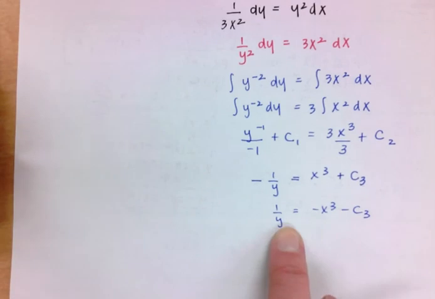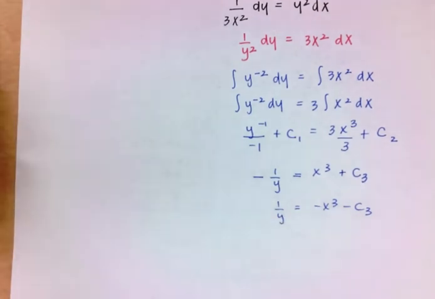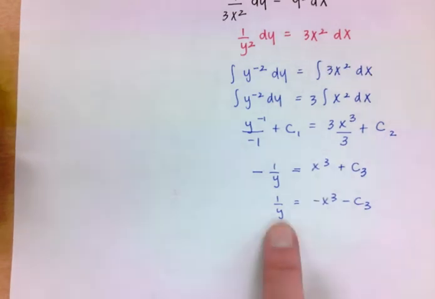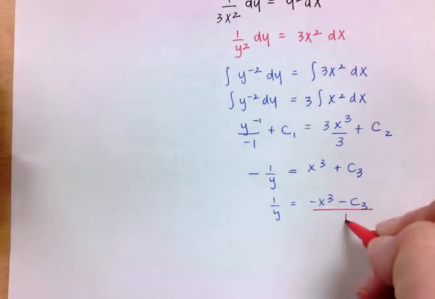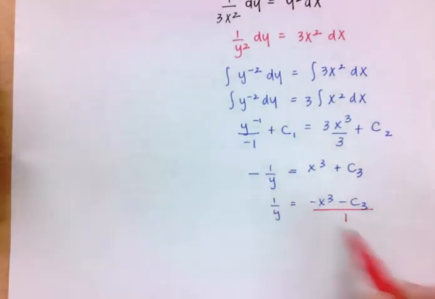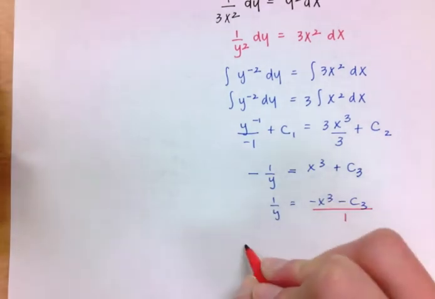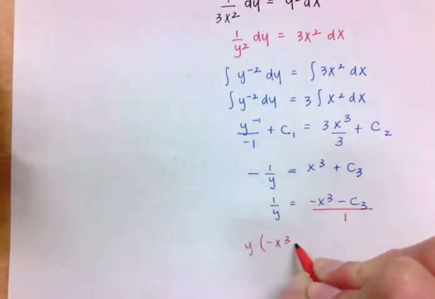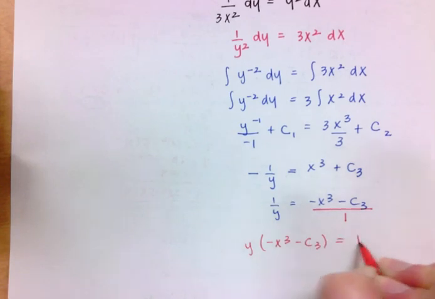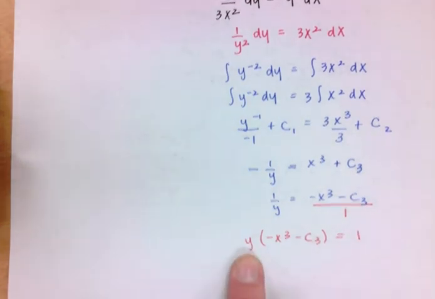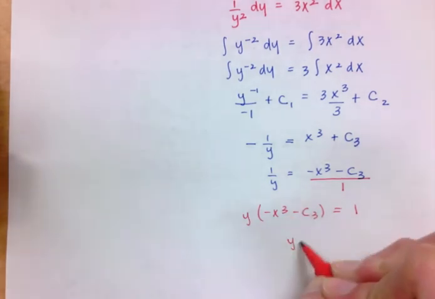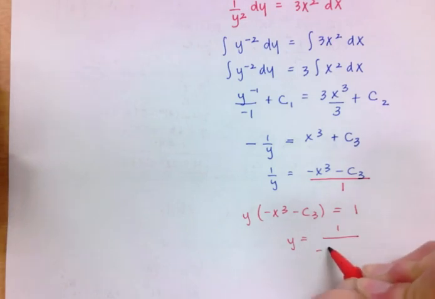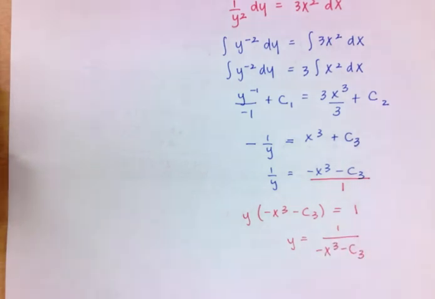Okay, so I want to get y. Depending on how strong you are in your algebra skills, if you have y in the denominator and you want it in the numerator, you can take reciprocals of both. But if you do not remember that, I don't want you doing random things like that. The reason is you're cross multiplying here. If you cross multiply, you would get y times the quantity negative x cubed minus c3, equals 1. And if I want y by itself, then I would divide both sides by this whole quantity. Then I would get y equals 1 divided by negative x cubed minus c3.